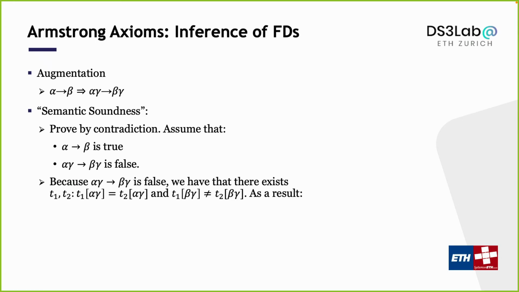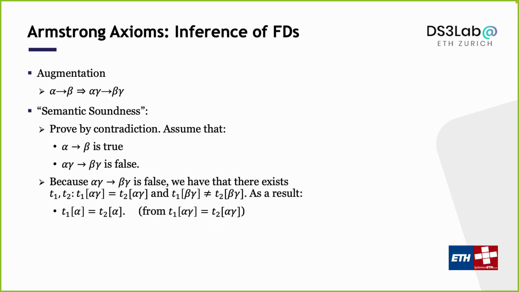Because you have alpha → beta, and alpha gamma → beta gamma is false semantically, it means that there must exist two tuples, T1 and T2, for which the following holds: they must match on alpha gamma, which is the left-hand side, but they do not match on beta gamma. Right? That's the definition of what we mean by that not holding.